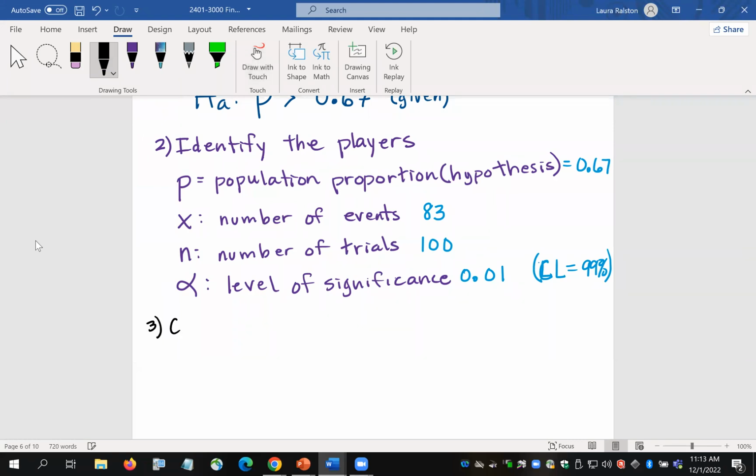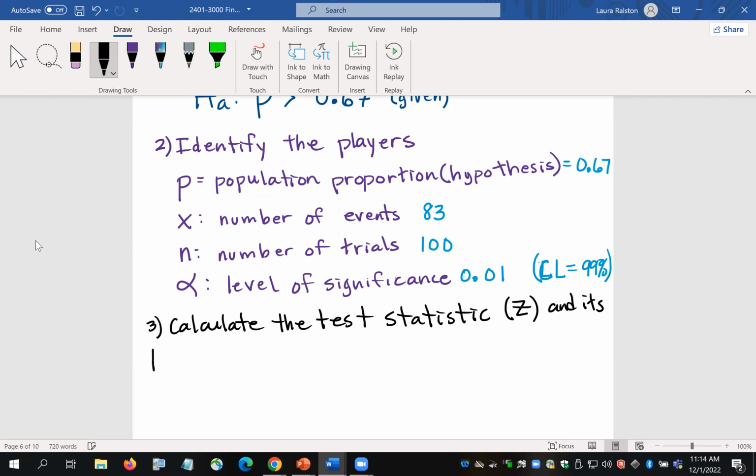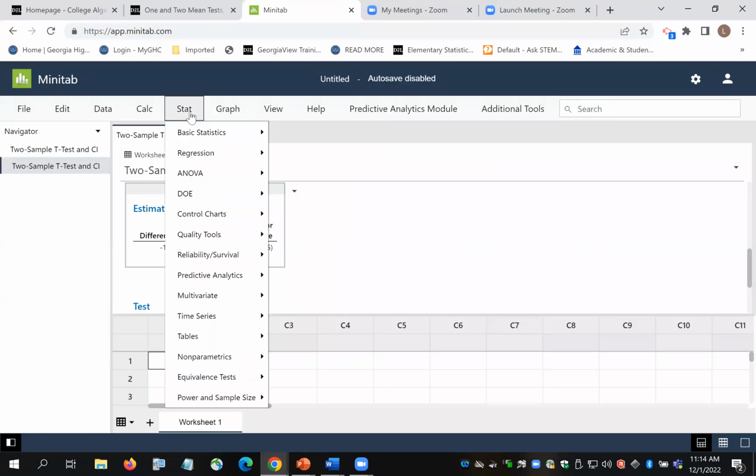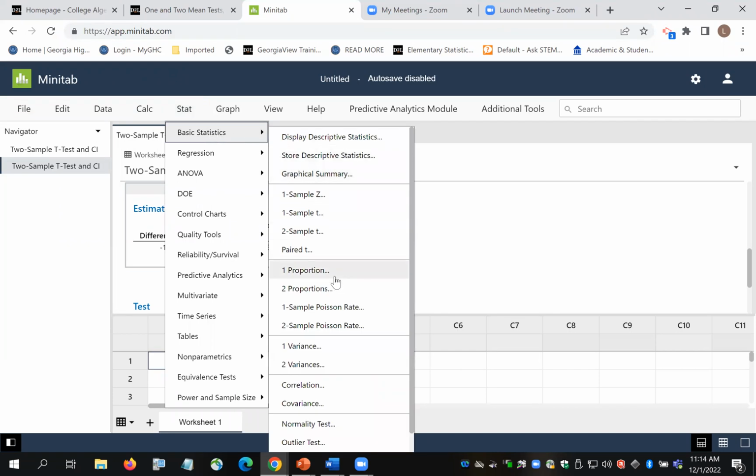So then we move on to step 3. Step 3 is to calculate the test statistic, and that'll be a Z, and its p-value. So I'm going out to Minitab. Stat, basic statistics, 1 proportion.